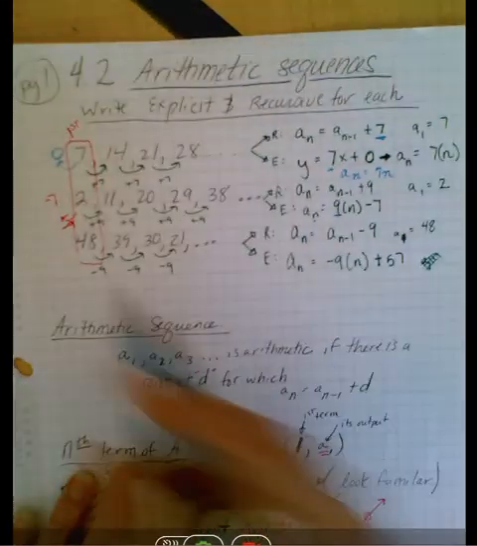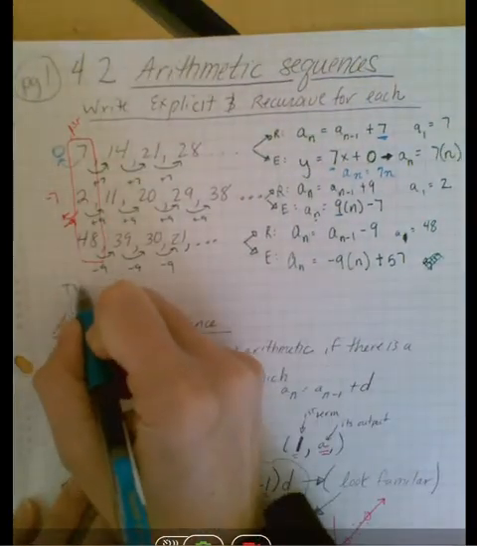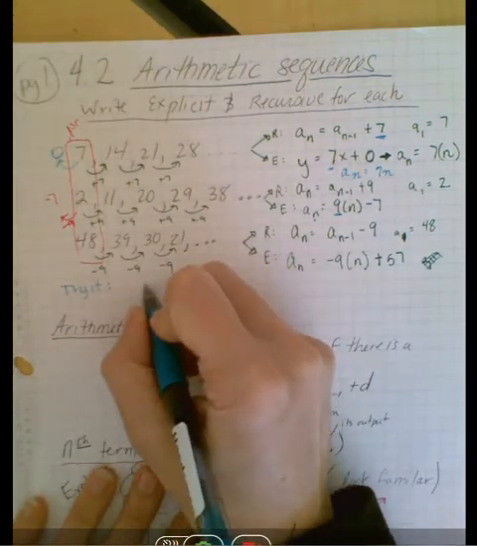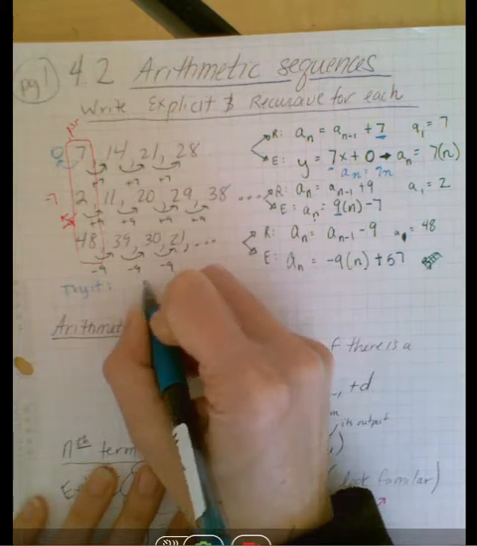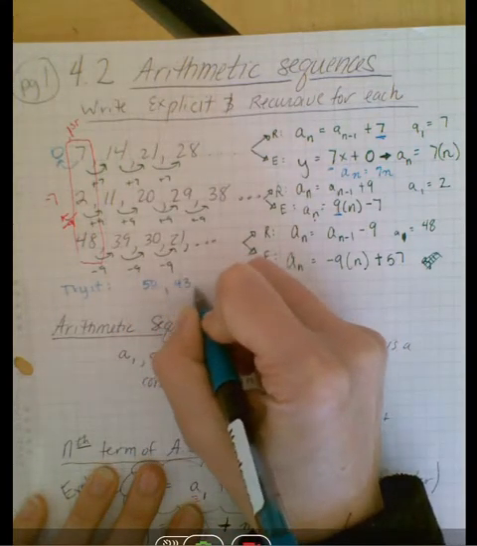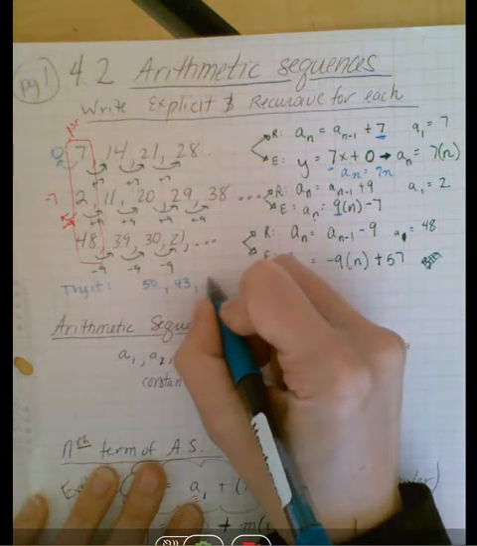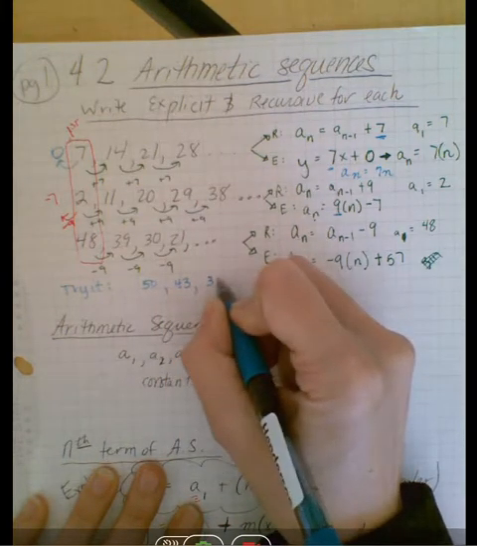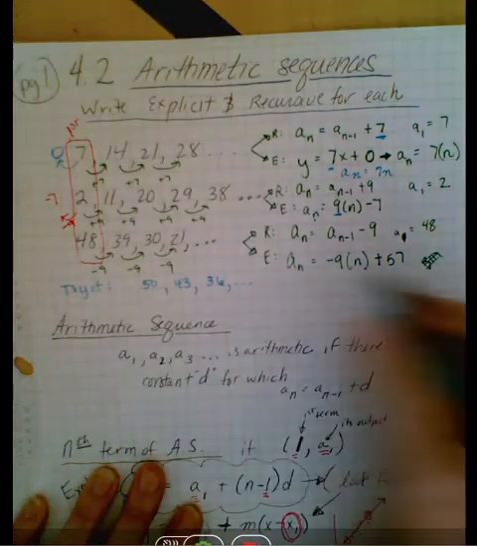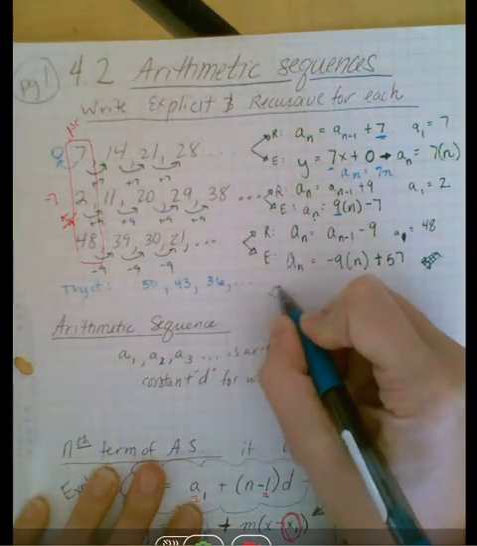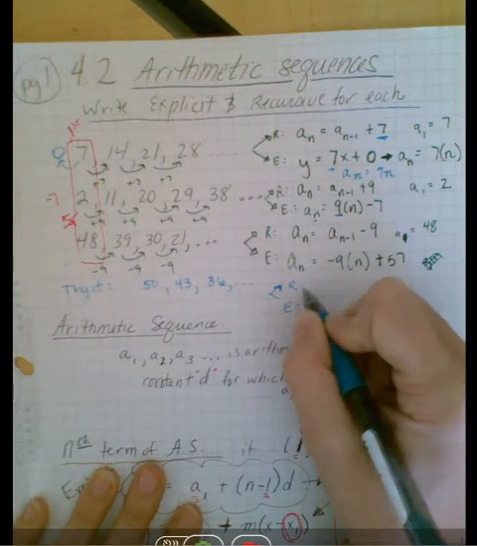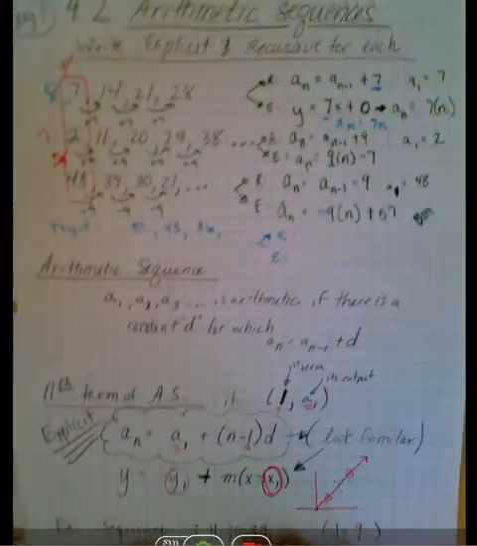One back. If you want to do a try it, I'll give you a pattern. Let's just make it a friendly one. 50, 43, 36, dot, dot, dot. I want you to write both a recursive and an explicit for practice, and then we can check them when we come to class.